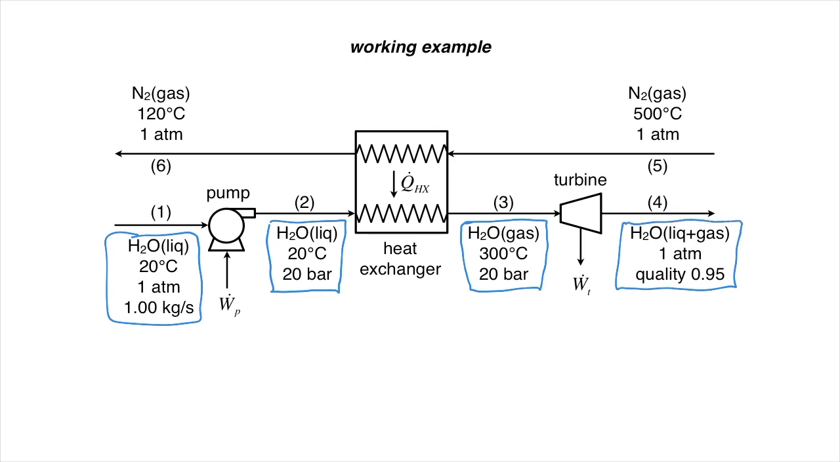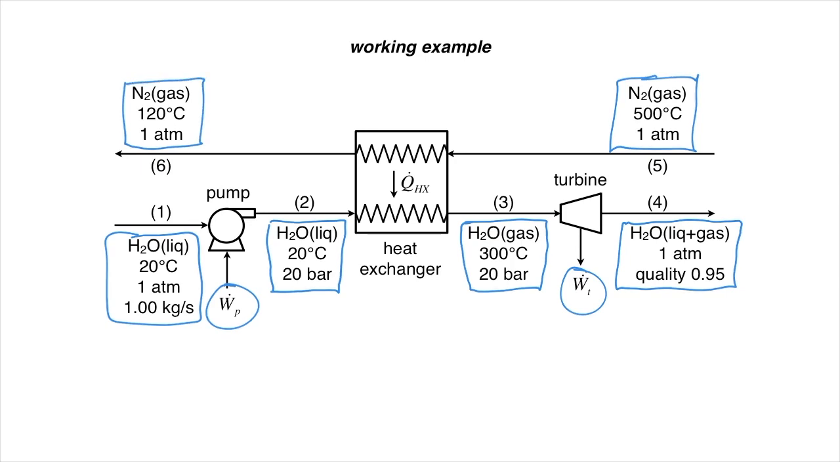This also produces mechanical power, Wt dot, part of which, Wp dot, is used to operate the pump. The boiler is heated using combustion gases, modeled here as nitrogen gas, at 500 degrees C and 1 atmosphere, which exits the boiler at 120 degrees C.